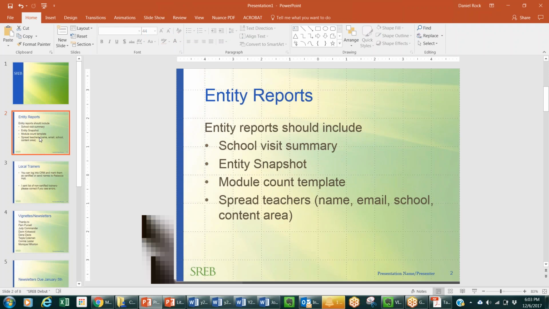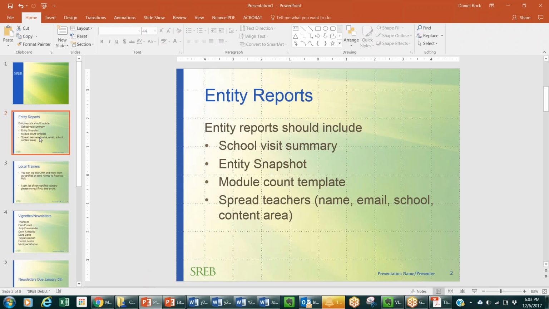Every few months there's a report, and Dan, me, and everyone sends you a bunch of hair on fire emails. So, with your entity reports, you already include the school visit summary and the entity snapshot. For the module count template, make sure it's the one for the CRM that doesn't have module names, just has the teacher, the email, and the number. And also, and this is new, the list of teachers on a separate sheet, like you create a new tab, and the list of total teachers for the entity that are spread teachers, including the name, email, school, and content area.